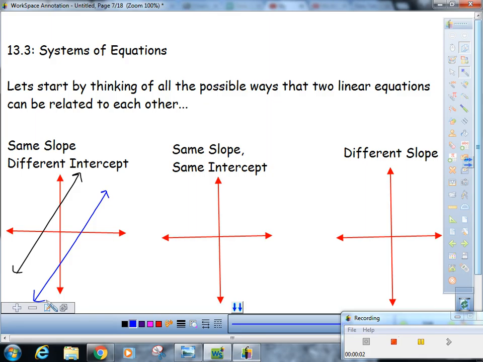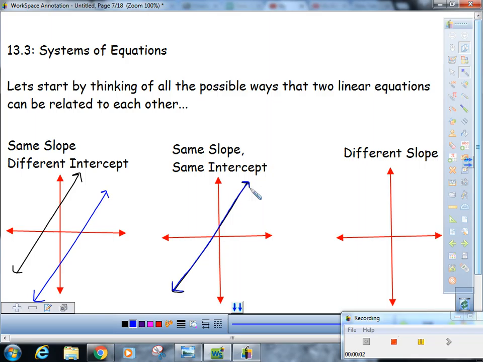So what are we talking about here? What's the solution to linear equations? Well, it's the point that they have in common, okay? They could also have the same slope, but have the exact same y-intercept. Well, how many points would those two lines have in common? Infinite, and that would have infinite solutions, okay?